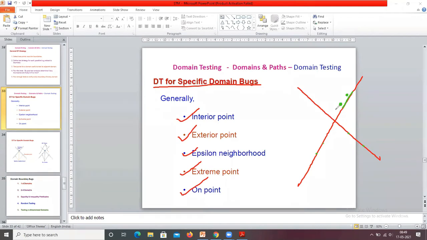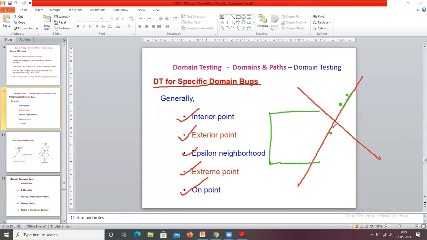Okay. If the boundary is open, an off point is a point near the boundary but in the domain being tested. That means if the boundary is open, like this, the boundary is like this. So this is the open. So what is the off point? Those are near to the boundary but in the domain being tested. Here also you are going to test the test cases for this point.